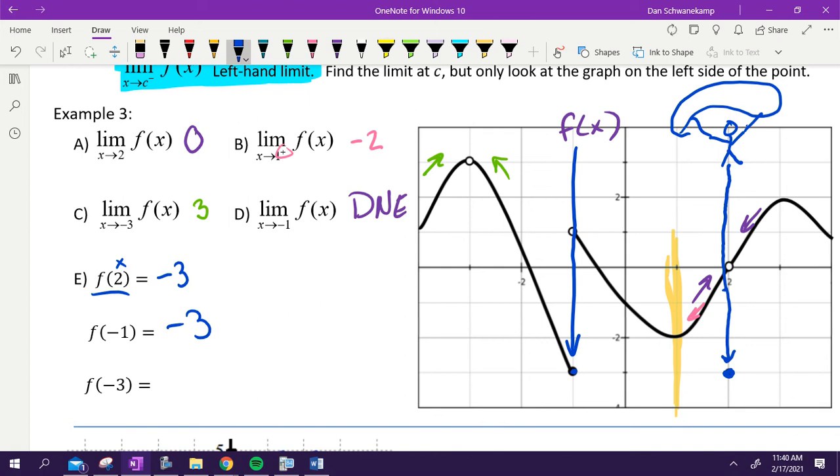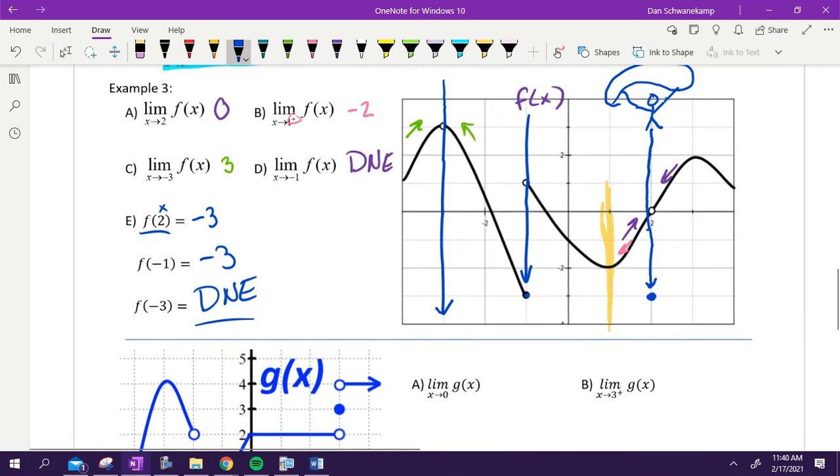Show me with your fingers. What do you think f of -3 is going to be? We're parachuting in. When is he going to land? Never. He's going to fall for eternity. It's kind of dark when you think about it. Try not to think about it too much. But the answer is does not exist there because we don't have a value. There's not a closed circle. Everybody with me through example 3?